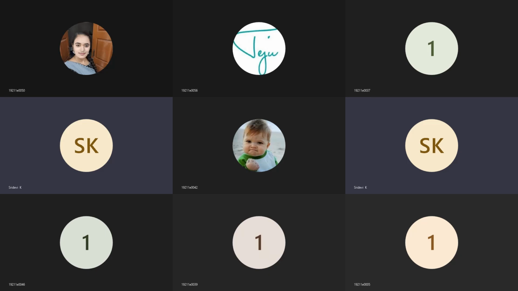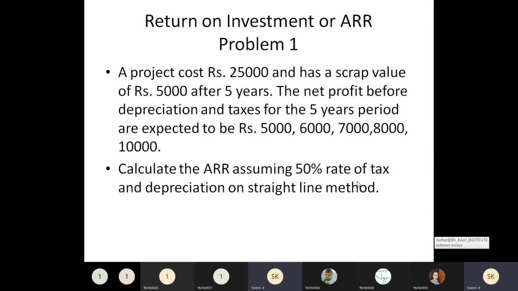You need to calculate ARR. ARR means nothing but average rate of return. You have to assume 50% rate of tax, and you have to calculate depreciation on straight line method for this. Okay. So this is the problem for which you need to calculate ARR. Can you do this?